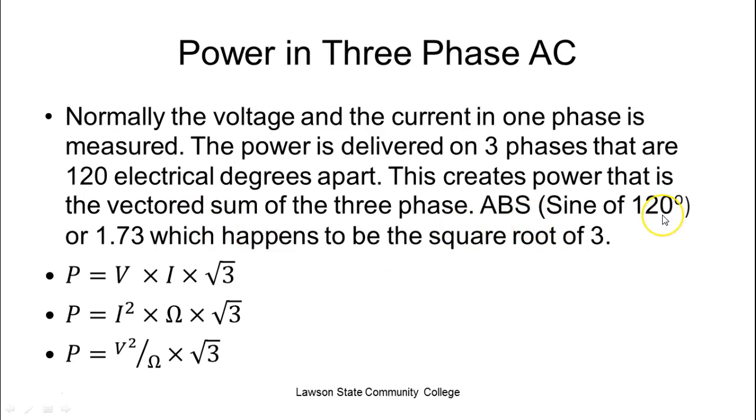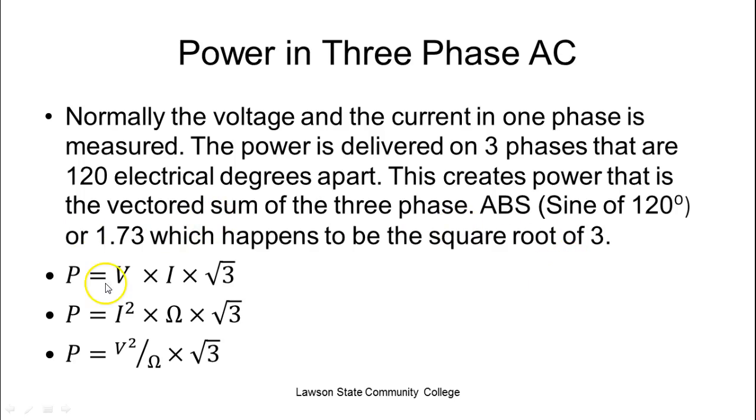If you took the sine of 120 degrees, it's going to be a minus 1.73. But actually, it's the absolute value, so it's always considered to be a positive number. Now, what's nice about this is that 1.73 happens to be the square root of 3. So you know you're dealing with 3-phase.